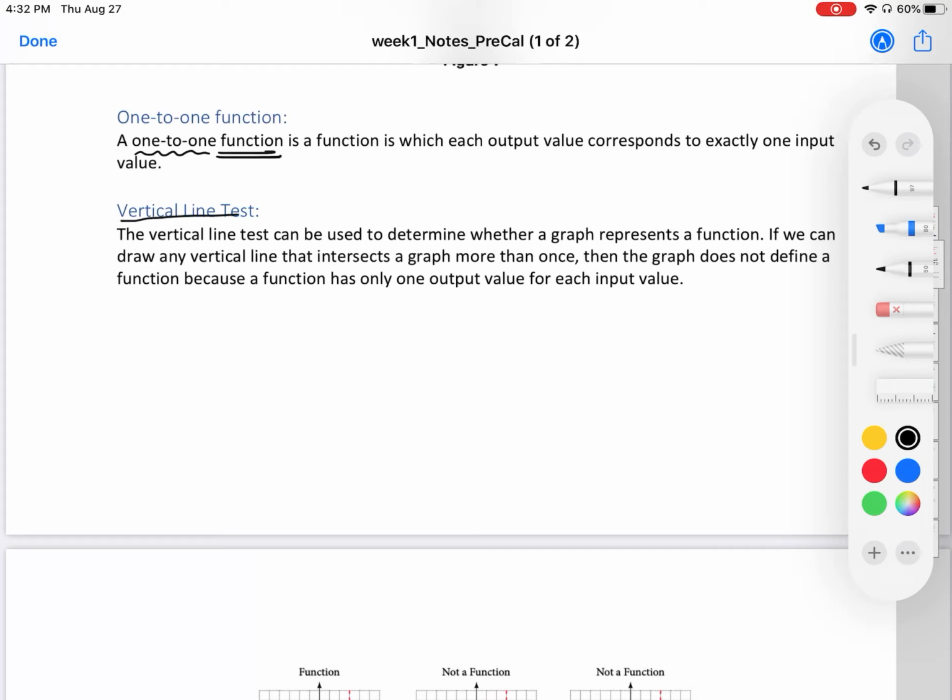All right, we have the vertical line test. The vertical line test can be used to determine whether a graph represents a function. If we can draw any vertical line that intersects the graph more than once, then the graph does not define a function, because a function has only one output value for each input value. So to emphasize this, if we draw a vertical line and it crosses twice or multiple times, it's not a function. It can only cross it once.